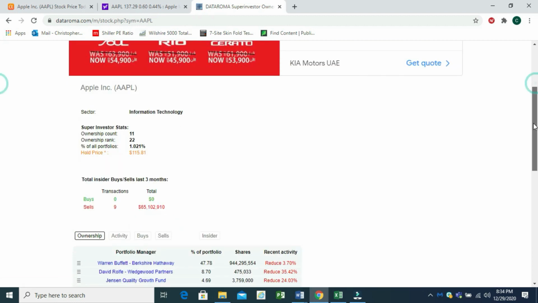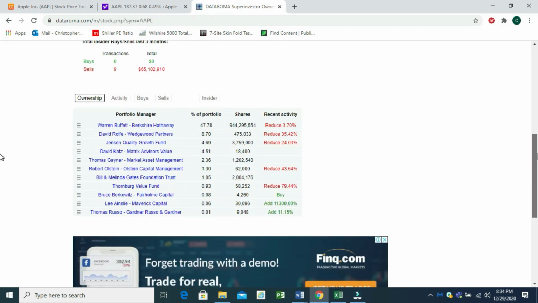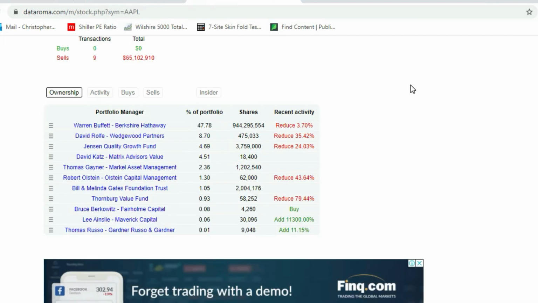Okay, so I'm at Apple's page. There's 11 super investors that are currently invested in Apple, and I'm going to scroll down to see who it is. And lo and behold, it is my favorite investor, Warren Buffett. 47.78% of his portfolio is currently in Apple stock. That's nearly 1 billion shares of Apple.